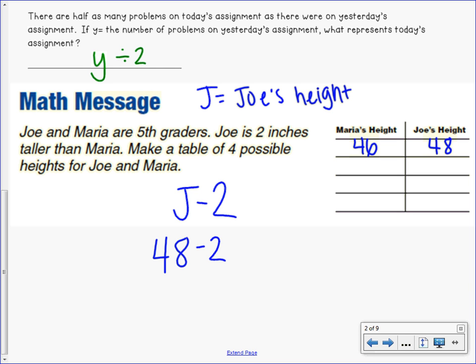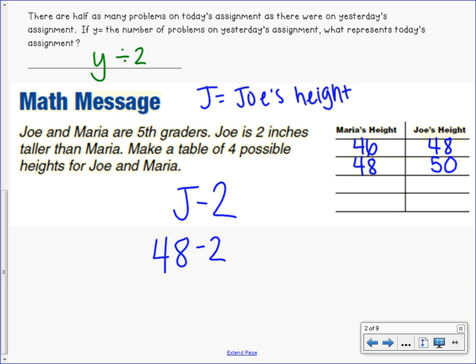What if, okay, it's a couple months later, and Joe grew a couple inches, and Joe is now 50 inches tall. How tall is Maria, though, now? 48. 48. Oh, that's right. Okay. Let's see.